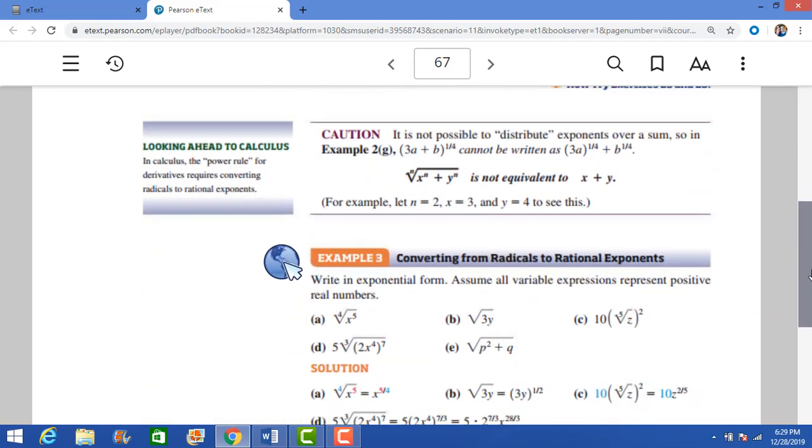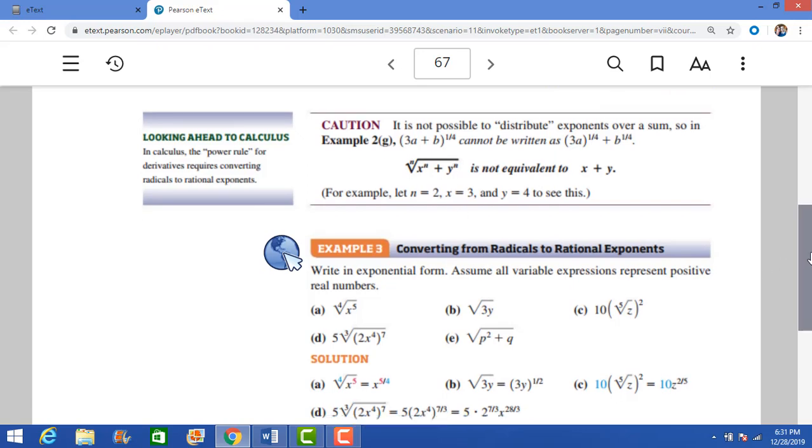Now, again, caution. Got to be careful here. Okay, so now it is not possible to distribute exponents over a sum. So this is the same similar thing that we saw with rational exponents. It's the same thing. So you cannot distribute the radical across sums and differences. Okay, so do not mistake this as being the same as this. It's not. Okay, you cannot take the nth root of this plus the nth root of this separately. Does not work that way. Okay, and it's easy to see if you just use an example.